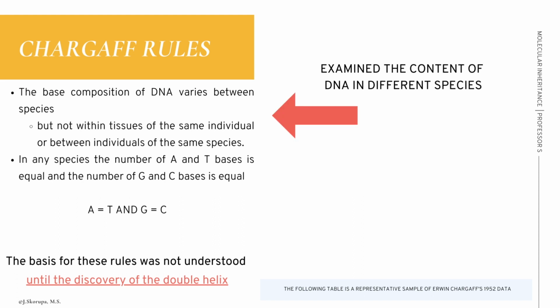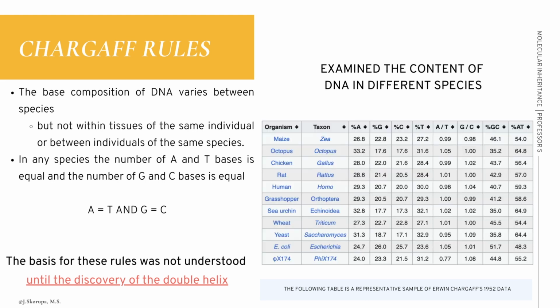1. The base composition of DNA varies between species, but not within tissues of the same individual or between individuals of the same species. And 2, in any species, the number of A and T bases is equal, and the number of G and C bases is equal. The basis for these rules was not understood until the discovery of the double helix, which of course is the structure of DNA. Let's focus on Chargaff's rules for a minute.